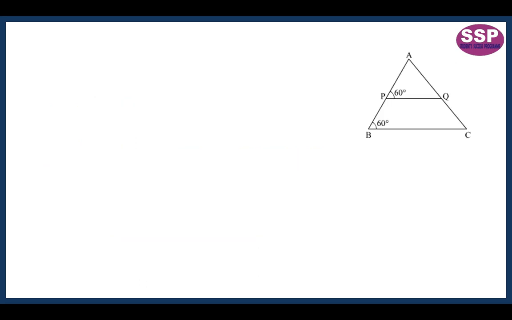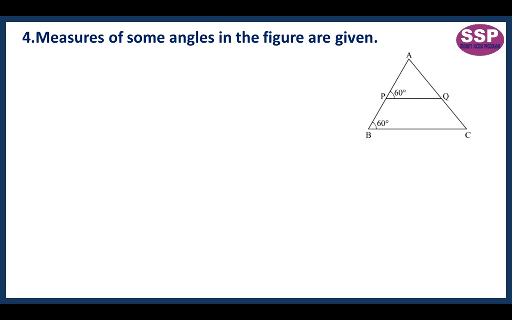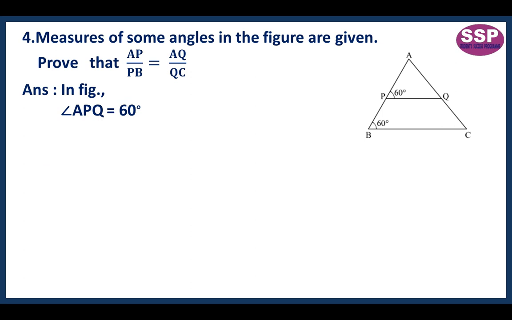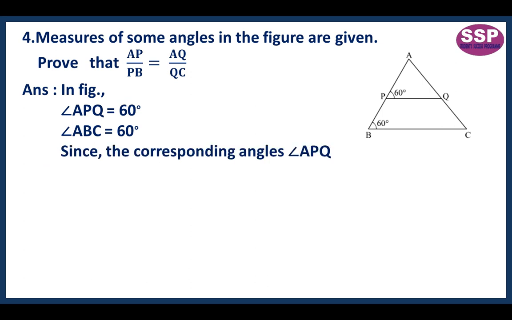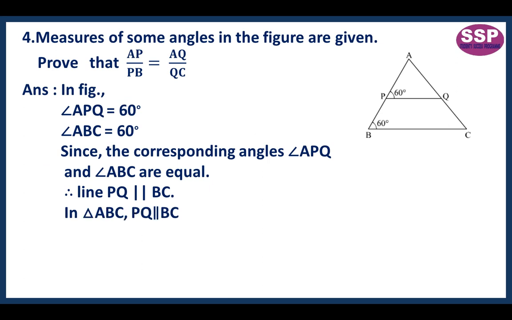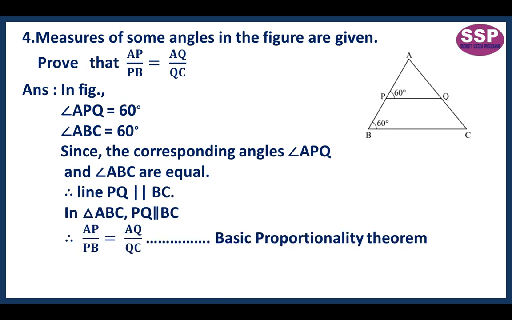Now, fourth problem. Measures of some angles in the figure are given. Prove that AP upon PB is equal to AQ upon QC. Solution. In the figure, angle APQ is equal to 60 degrees and angle ABC is equal to 60 degrees. Since the corresponding angles, angle APQ and angle ABC, are equal, therefore line PQ is parallel to line BC. In triangle ABC, PQ is parallel to BC. Therefore, AP upon PB is equal to AQ upon QC because of the basic proportionality theorem.